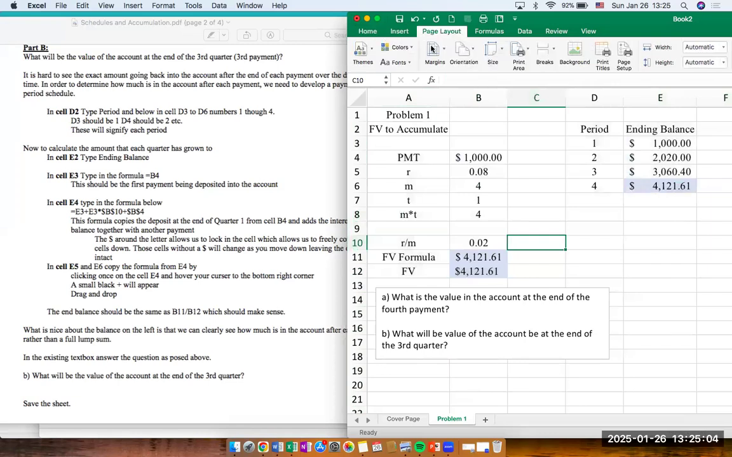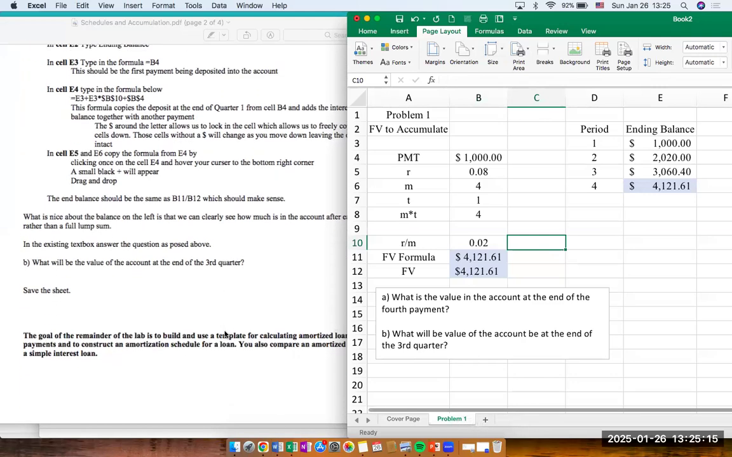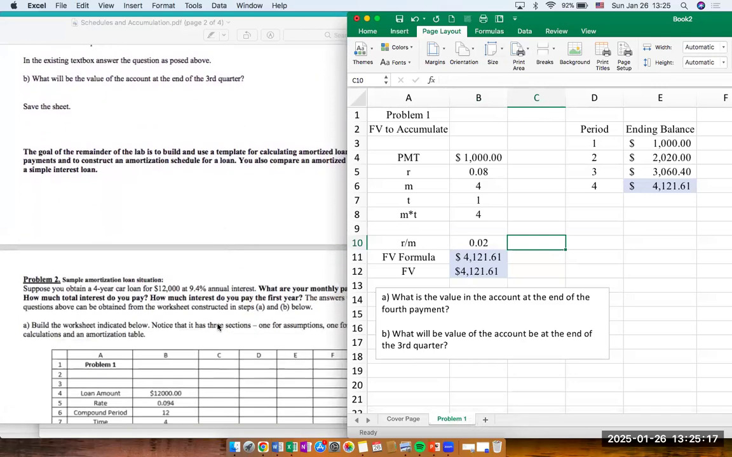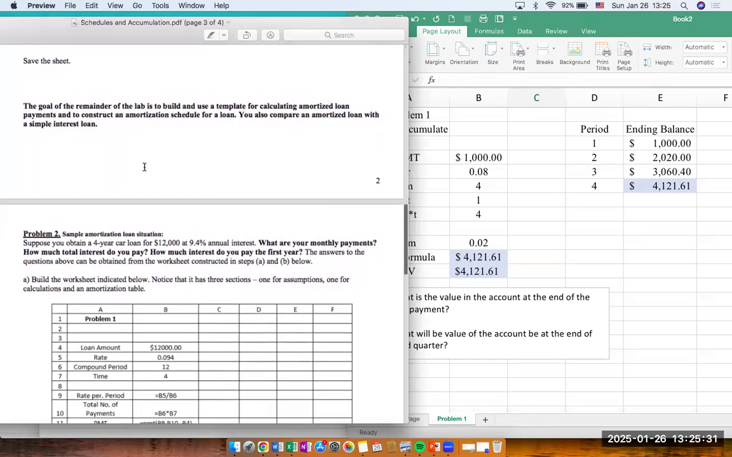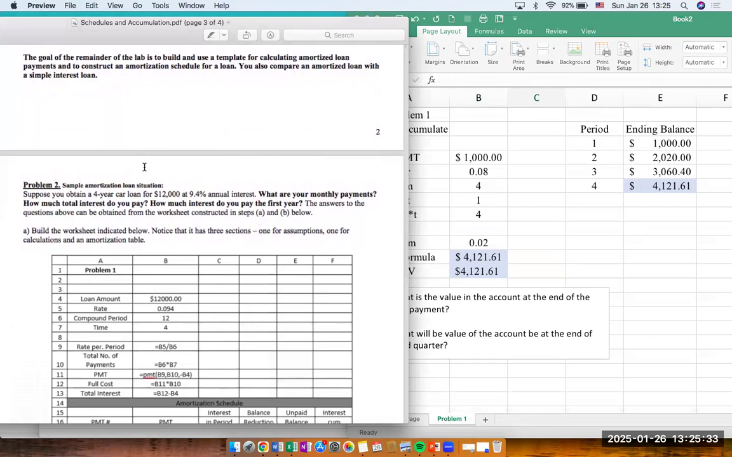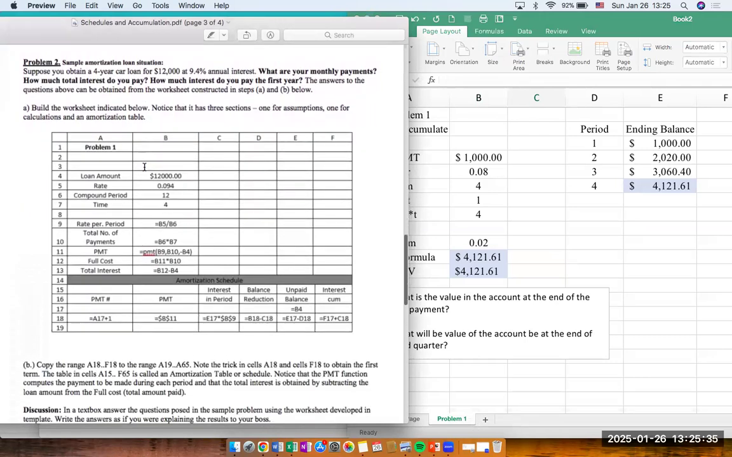And again, maybe do the page layout. I want my margins to be narrow. And orientation, everything is kind of up and down, so portrait is perfectly fine. Okay. And that says the goal of the remainder of the lab is to build and use a template for calculating amortization loan payments and to construct a schedule for the loan. You can also compare the loan with a simple interest loan. So that's kind of the remainder of our lab here today.